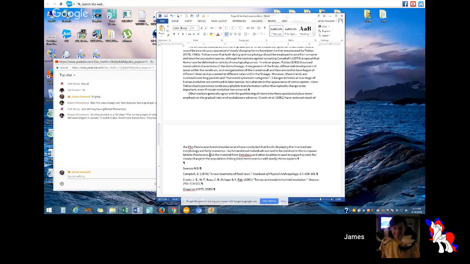But the next paragraph down, the one that spills over into the next page, it was revealing that they obviously didn't read. Other workers generally agree with the partitioning of Homo into three species, but place more emphasis on the gradual nature of evolutionary advance. Cronin et al., 1981, have reviewed much of the Pliocene hominid evidence and have concluded that fossils displaying the intermediate morphology are fairly numerous. Such transitional individuals are said to be common in the European Middle Pleistocene, and the material from Petralona and other localities is used to support a claim for steady change in the populations linking late Homo erectus with early Homo sapiens.